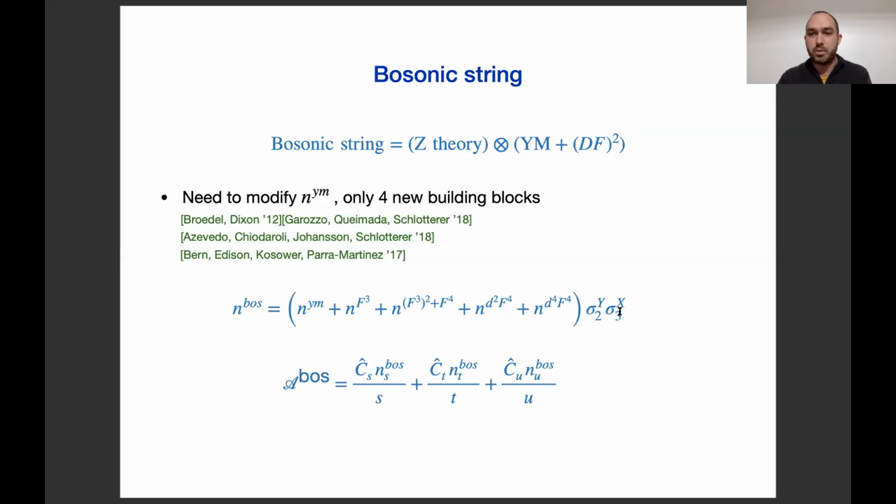Again, just dress them with kinematic permutation invariants. You make this big bosonic numerator, and then you stick it in next to your capital C. And this gives you the full expansion for the bosonic string.